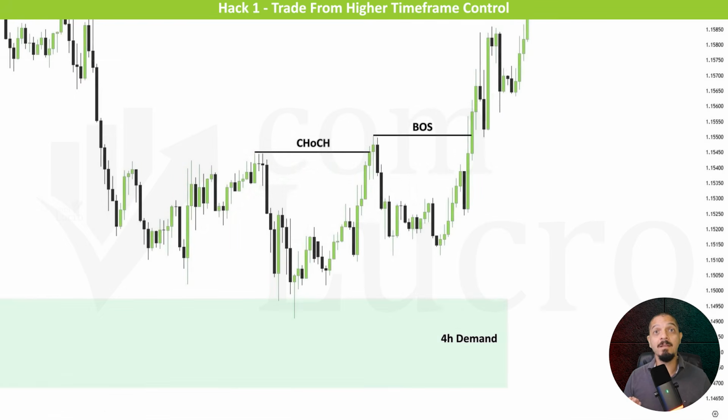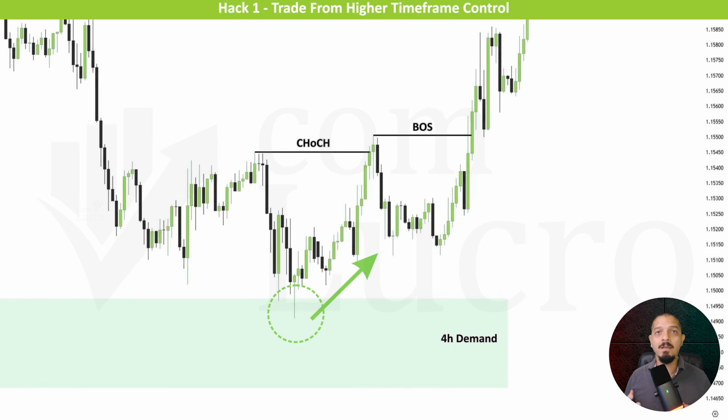For example, if you are looking to buy, price should originate from an unmitigated demand zone on the 1-hour or 4-hour time frame. On the other hand, if you want to sell, price must come from an unmitigated supply zone. Identifying which side is in control is critical, because if you do not know whether buyers or sellers are in charge, there is a high probability you will end up trading against the real market direction.